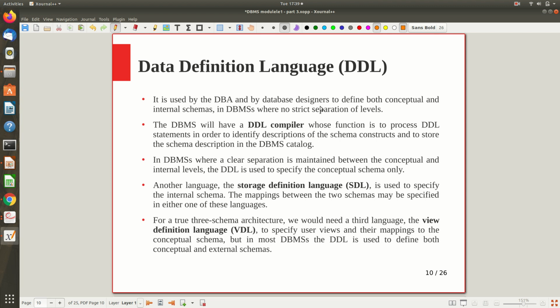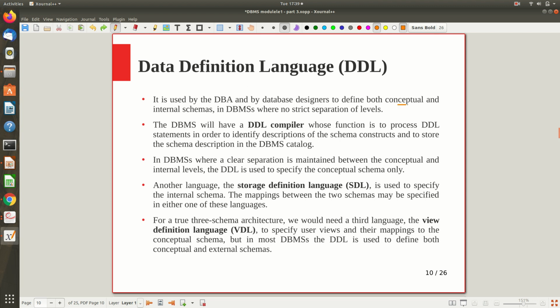In a DBMS where no strict separation of levels exists, in addition to data definition language, we sometimes have something called storage definition language also. Sometimes the DDL will do the SDL job also, or if you want you can separate the duties. Here it is saying that the DDL is taking care of both the internal schema and the conceptual schema. So that is one way: both are taken care of by the DDL itself.